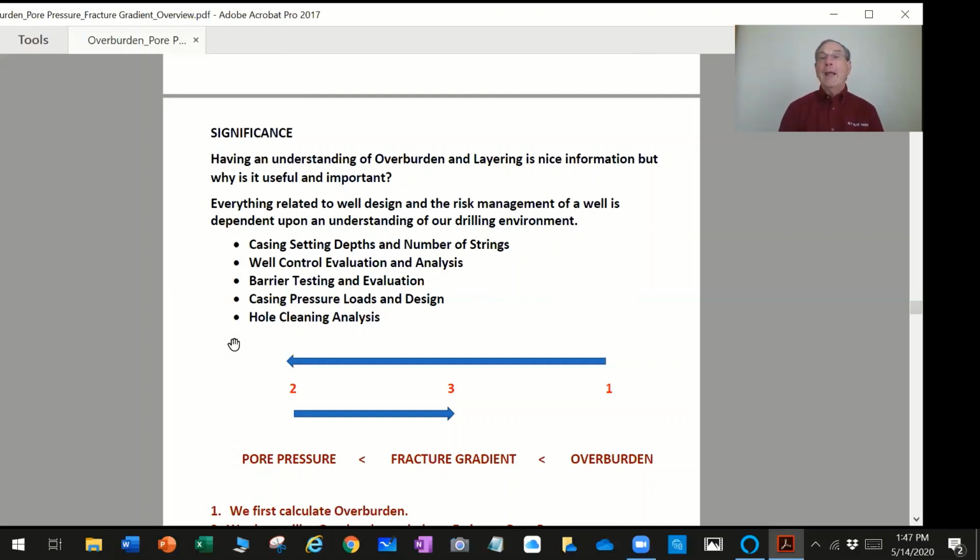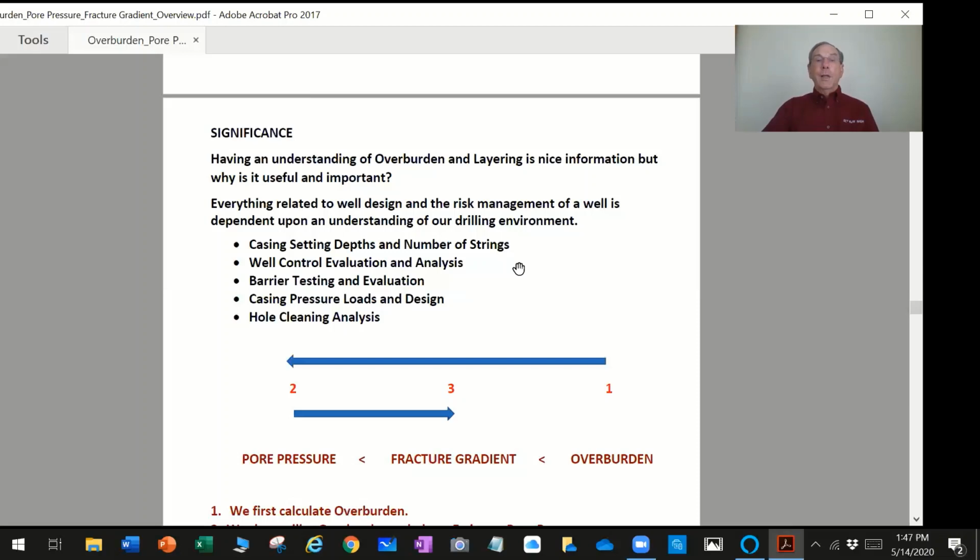environment. I mean, we cannot imagine a civil engineer designing a building and building a skyscraper without any understanding of what the soils are that are supporting his building. There's nothing more important than understanding the environment you're dealing with. So we need to know our drilling environment in order to choose casing setting depths and the number of strings that's going to be required, to do well control evaluation and analysis, to do barrier testing and evaluation, to determine our casing pressure loads and casing design, as well as hole cleaning analysis.